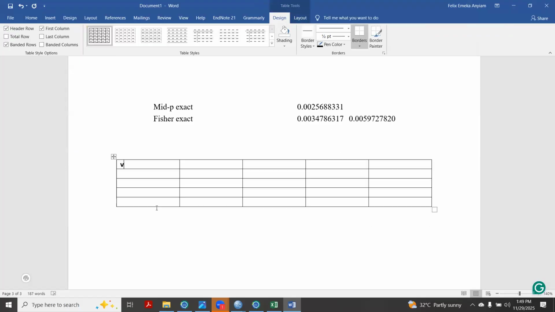So the first thing you do is your variable, then this would be your depression status. Then here you have your n percent, small letter n.